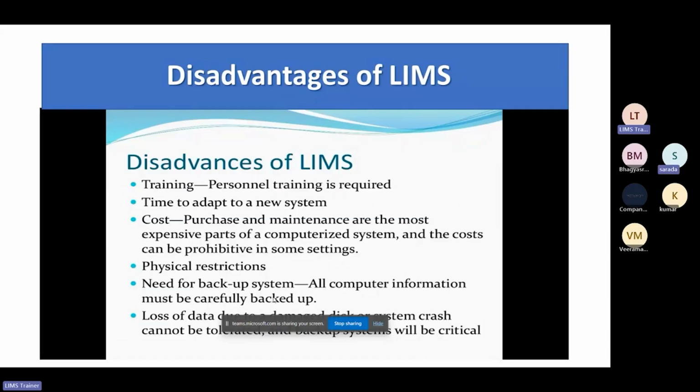And this needs a backup system, as archival is important. All the computer information must be carefully backed up. A very strong backup system is required to maintain the LIMS data. As we explained in the last slide, loss of data cannot be tolerated, so it becomes very critical. Archival becomes very critical while handling the LIMS software.